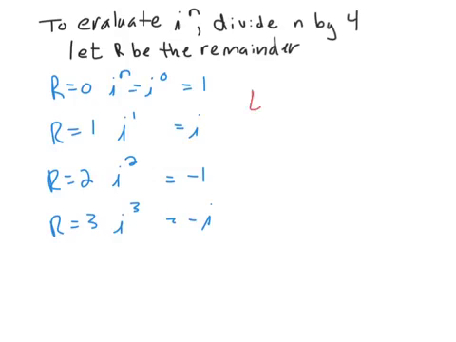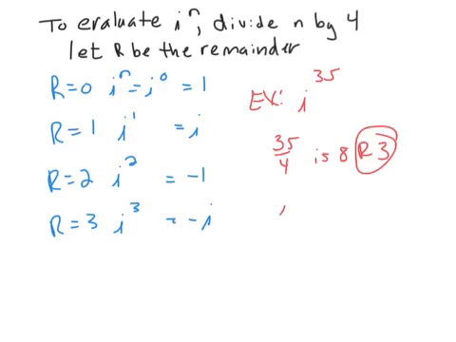So for example, if I want to evaluate i to the 35th power, I take 35 and divide it by 4, and that's 8, with a remainder of 3. Well, this is what I'm looking for. So that's equivalent to i cubed. That turns out to be -i. So i to the 35th power is the same as -i.